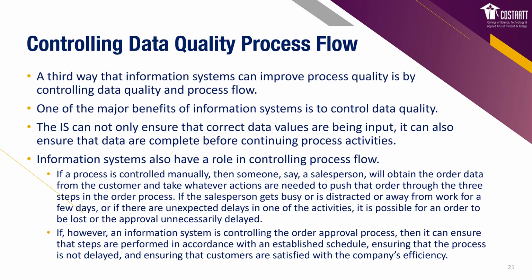Information systems also have a role in controlling process flow. If a process is controlled manually, then someone, say a salesperson, will obtain the order data from the customer and take whatever actions are needed to push that order through the 3 steps in the order process. And we're just assuming that there are 3 steps in an order process.